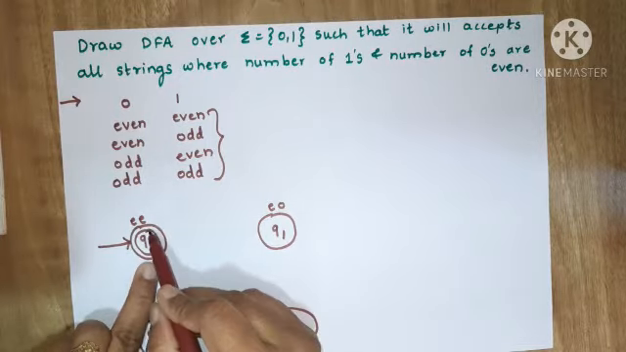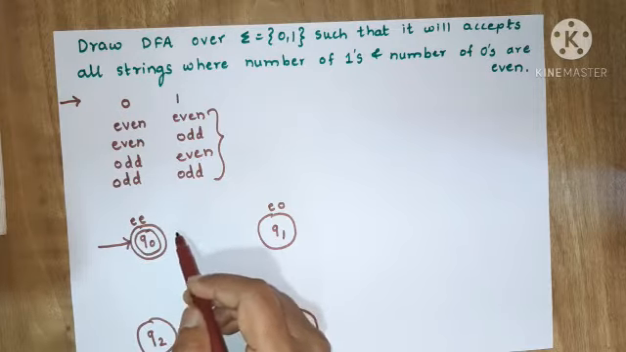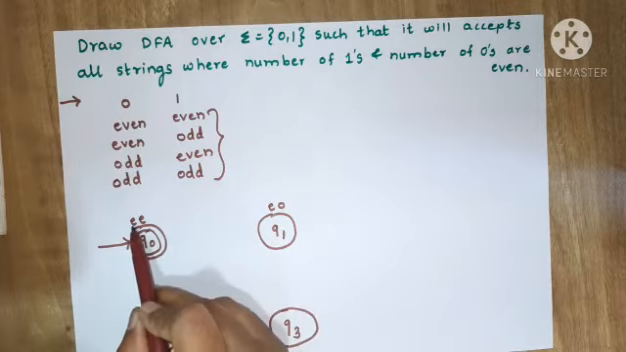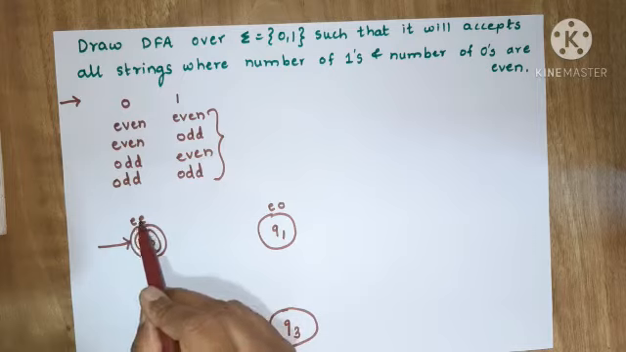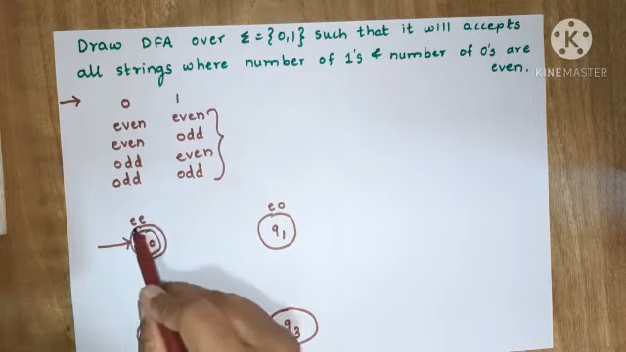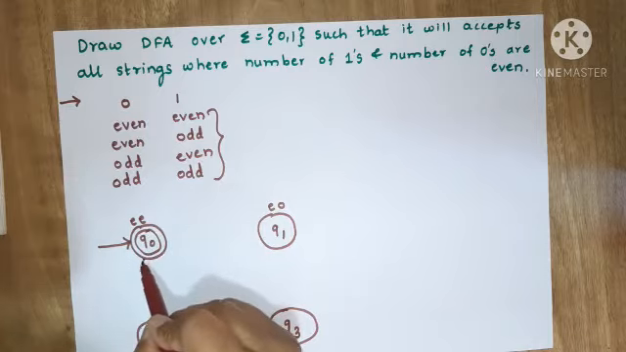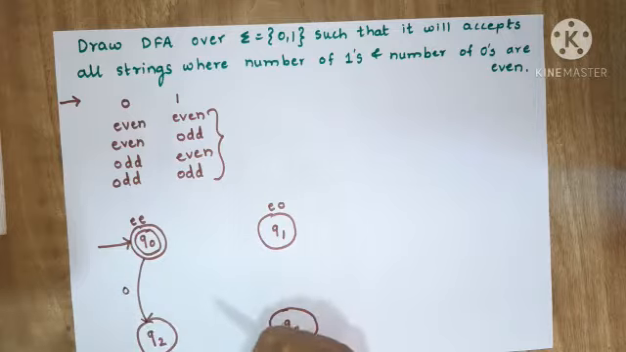Now in this case, if I get one more zero, what will happen? The number of zeros is even, so if I get one more zero, my number of zeros will become odd and my number of ones will remain as it is. So my string will become odd even if I get one more zero in the Q0 state, and that's why we show a transition from Q0 to Q2.